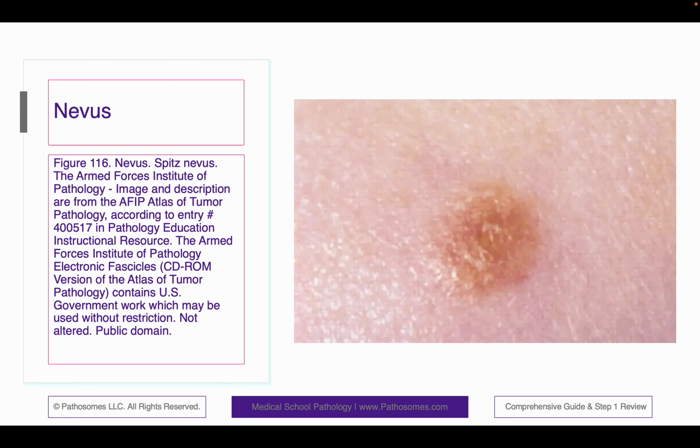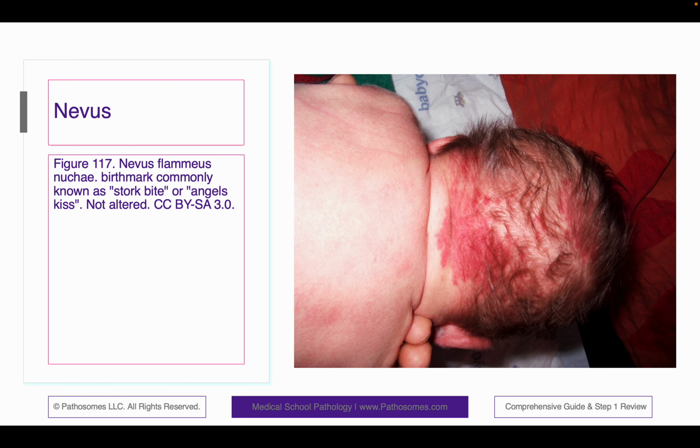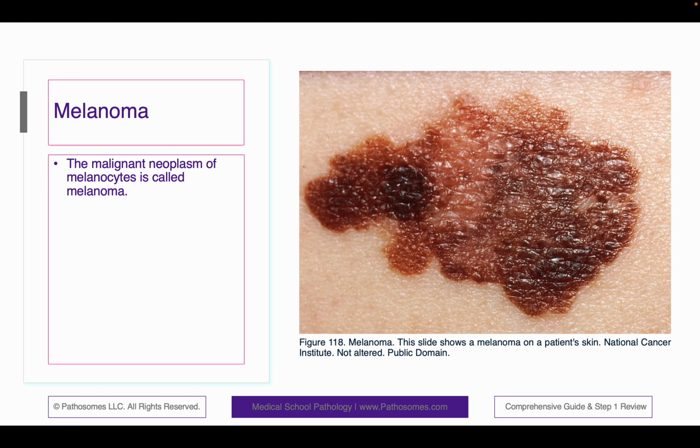And here we have a Spitz nevus, characteristic nevi in children. And another nevus that's typically present in children is a nevus flammeus. Note that this is a birthmark, commonly known as a buzzword, stork bite or angel's kiss. Now, melanoma. This is very important. The malignant neoplasm of melanocytes is called melanoma. Now, to the right here, I want you to use your A, B, C, D, E's. Is it asymmetric?